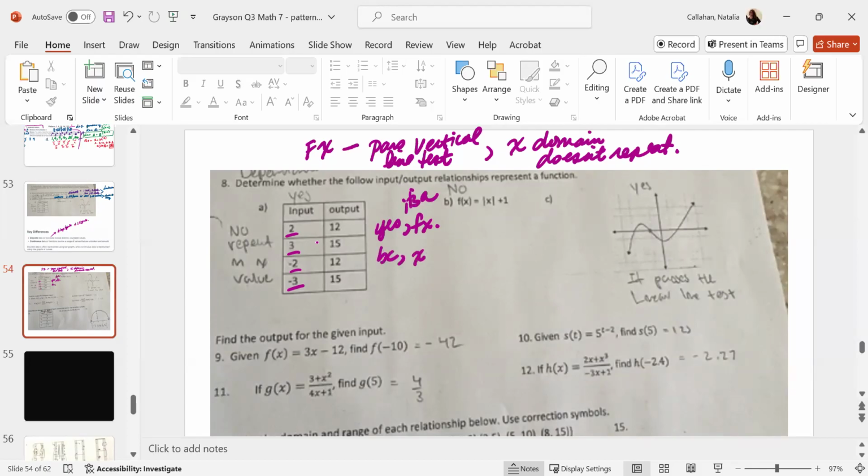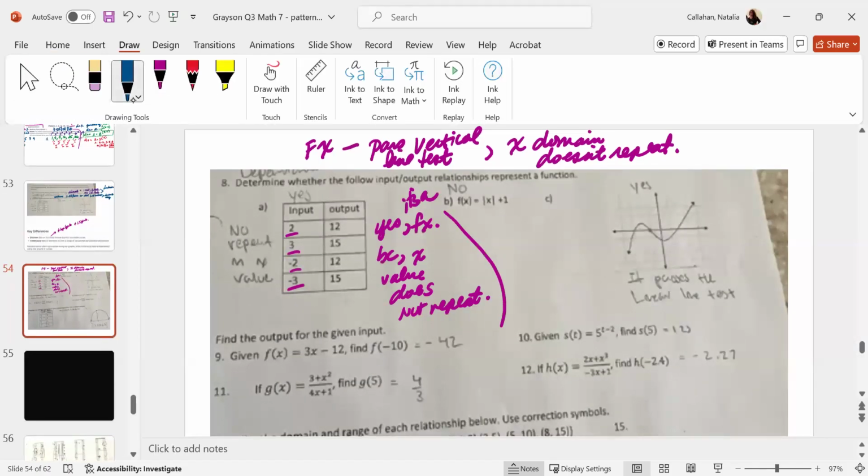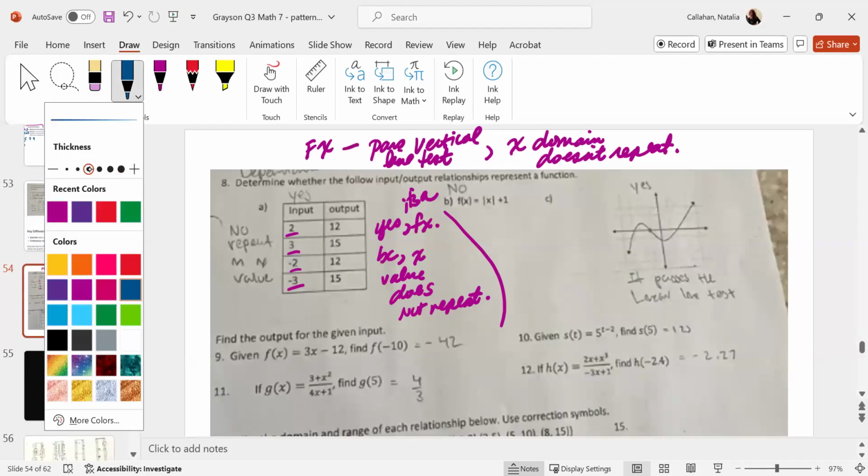Because x value does not repeat. That's your answer. Does that make sense? B, I was. Okay.